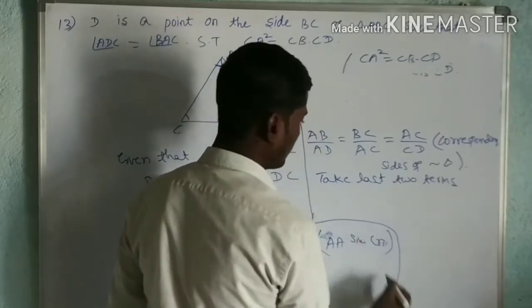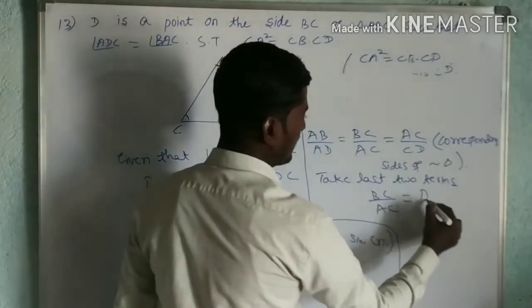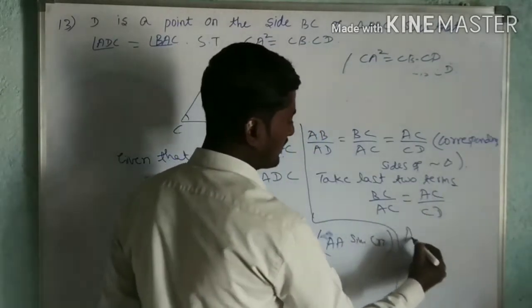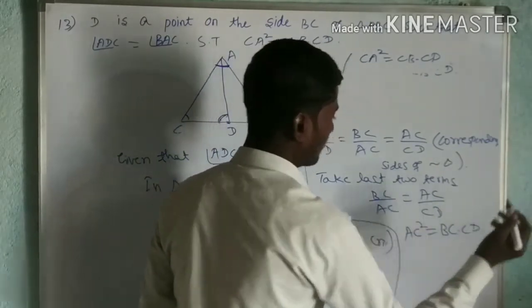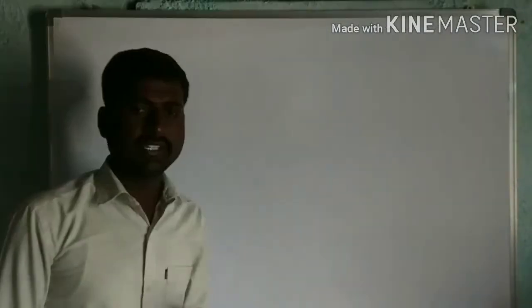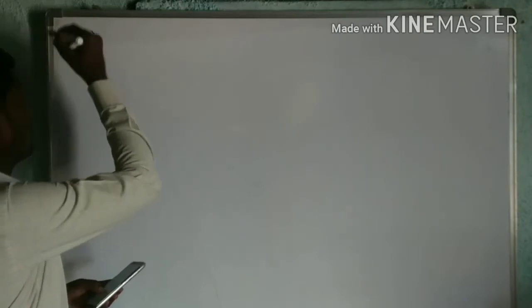What will you get here? BC divided by AC equals AC divided by CD. Now cross multiplication, what will we get? AC square is equal to BC into CD. Okay, so hence we proved it. Next, 14th question.